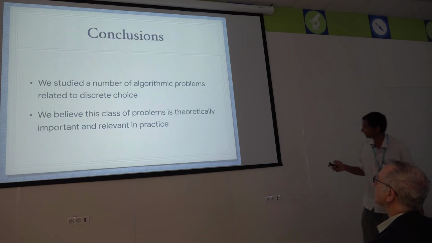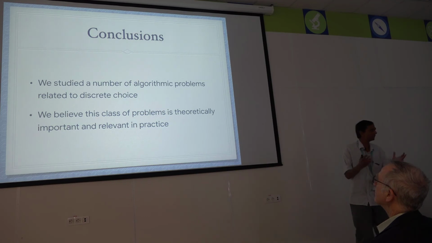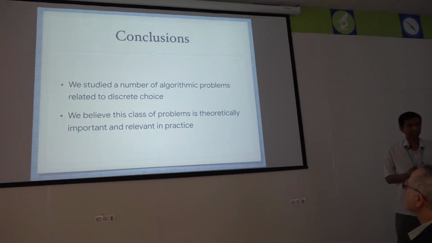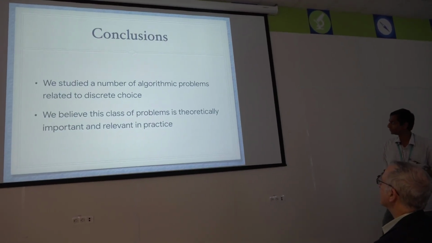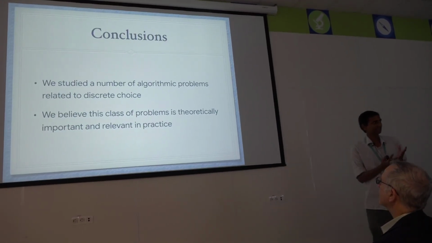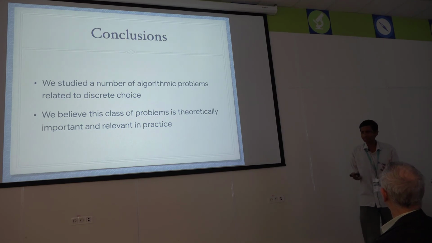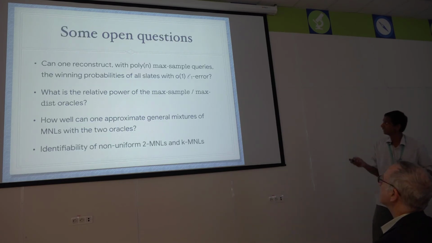Okay. So I want to conclude by saying that I hope I motivated that there are a lot of interesting algorithmic problems in relative discrete choice, and I believe that this area is not as well studied, especially by computer scientists, and I think there's scope for many open questions. Some of them I'll indicate.